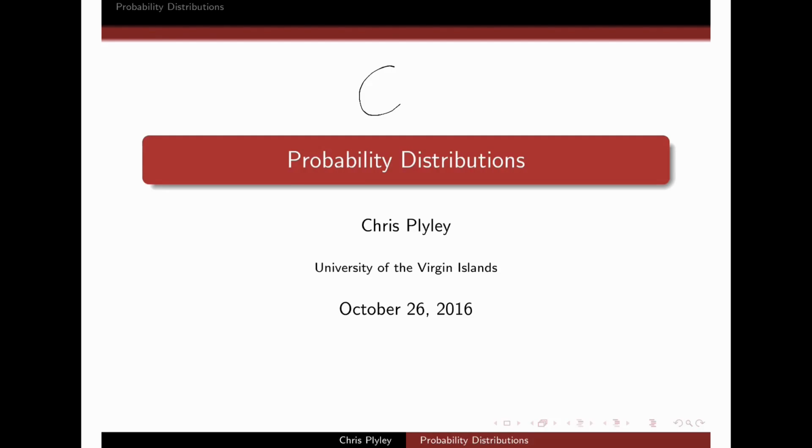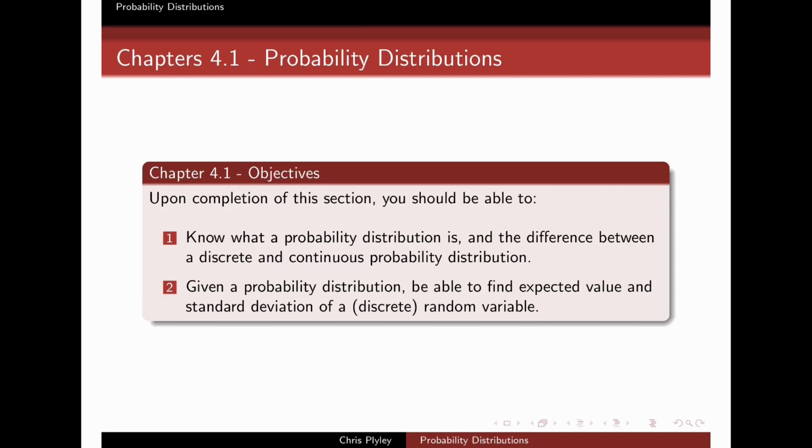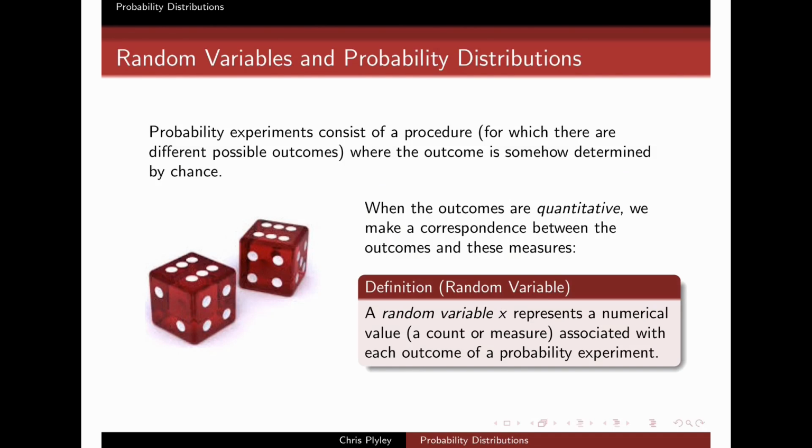We're going to push forward now into chapter 4 where we start to talk about different types of probability distributions. We're going to focus on something called a discrete distribution today. But before we talk about that, let me mention quickly what we mean by a random variable in statistics and in this course in particular.